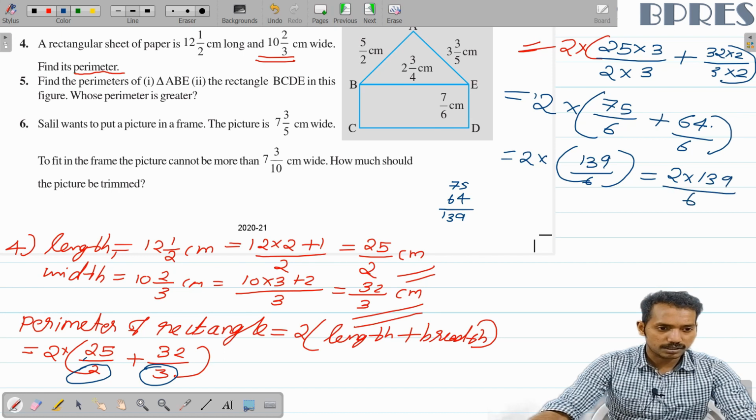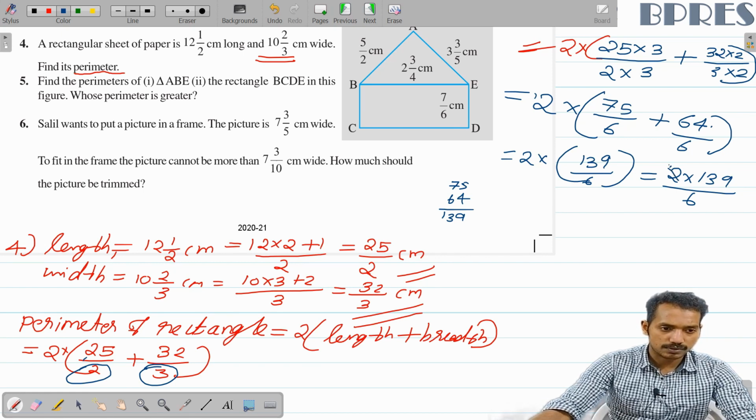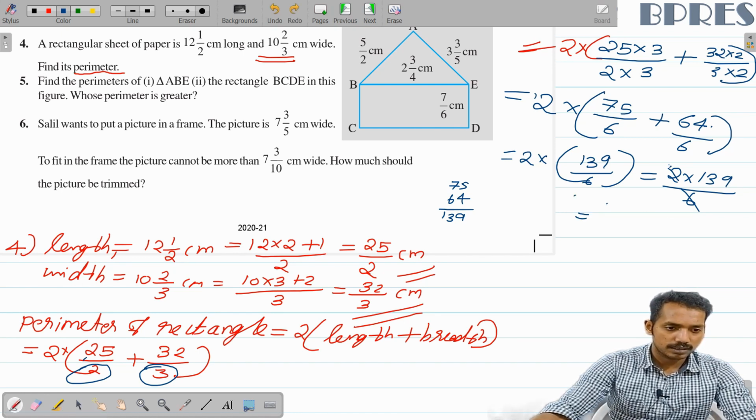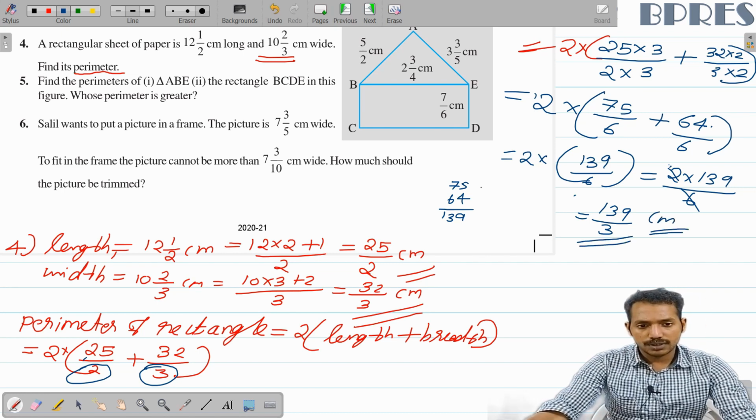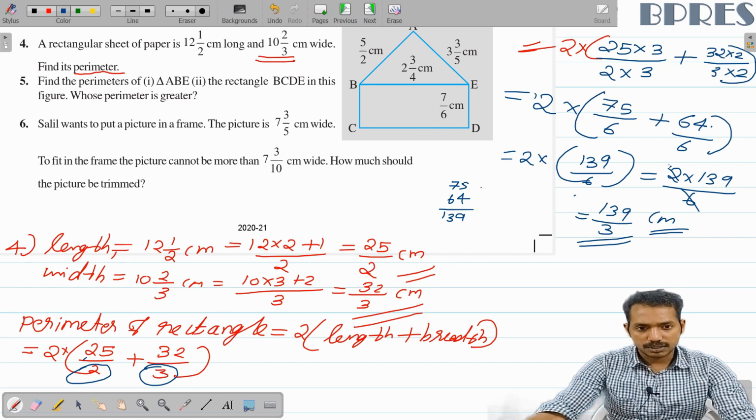139 divided by 6. Now see that 6 is not exactly divisible, so we can cancel the factors 2 and 6 from here, from the 6. So we will get 139 divided by 3. Clear? And this is not divisible by 3, so we can keep it like this. So this is the way you can similarly find the perimeter of this figure also in your text.